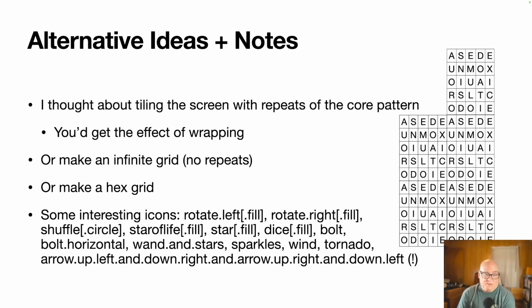And then while I was looking around in the icon list, I found a bunch of things that look like they might be helpful to indicate various sorts of transformations. And notice the one on the bottom there, arrow up left and down right, and arrow up right and down left. So it's crisscrossed arrows. All right.